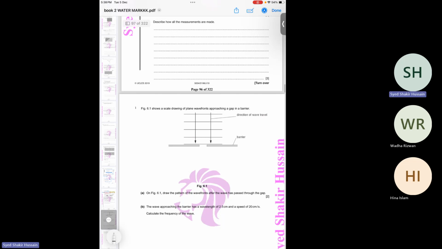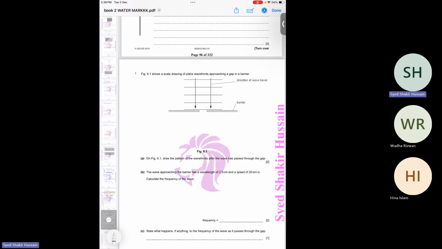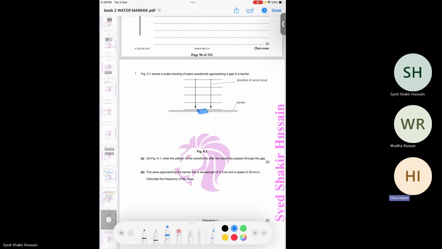All right. The question says, figure 6.1 shows scale drawing of plane wave fronts approaching a gap in a barrier. On figure 6.1, draw the pattern of the wave fronts after the wave has passed through the gap. They would be forming semicircles, right? How do you come to know that this will result in semicircles? Because when the wave passes through this gap, it will spread in different directions.